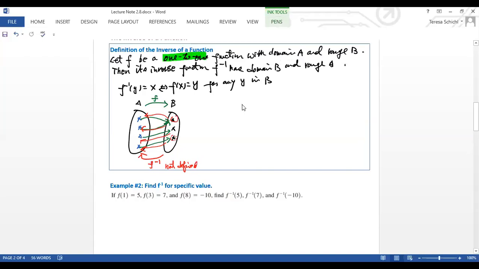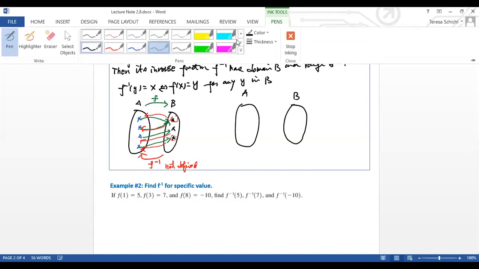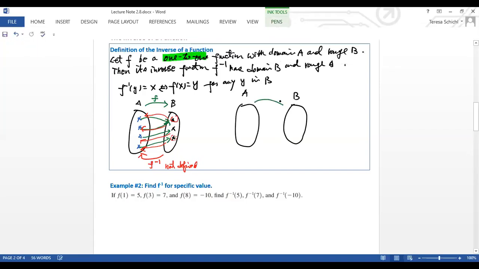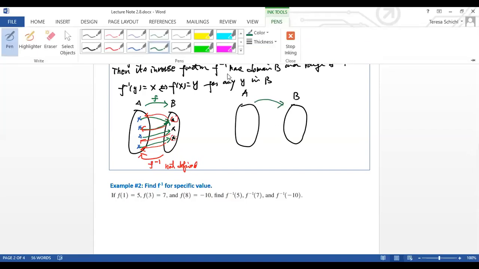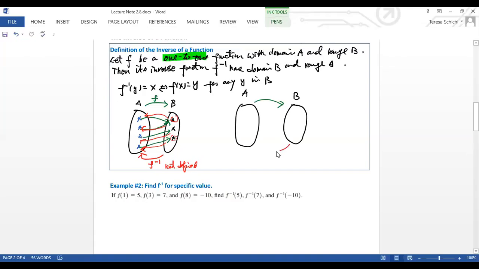So if you have the function here, let's take a look. This is domain A and this is B. So this is the function, right? And then if you go backward here, we call this the inverse.